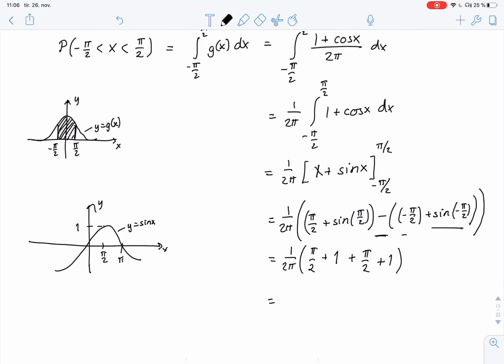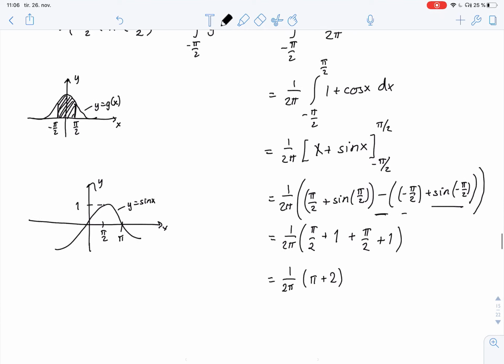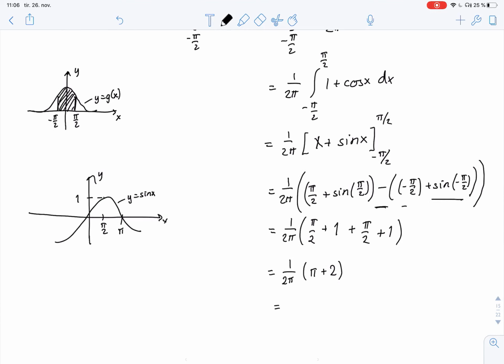So basically in the end we will have 1 over 2 pi times pi plus 2. We could put that like this if we want, or keep it like this, you decide. So that would be our probability.